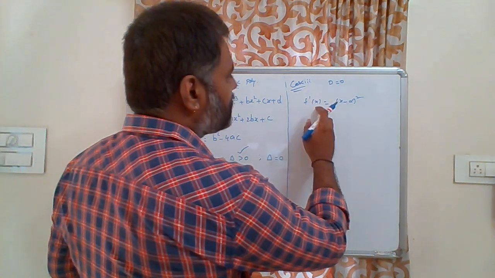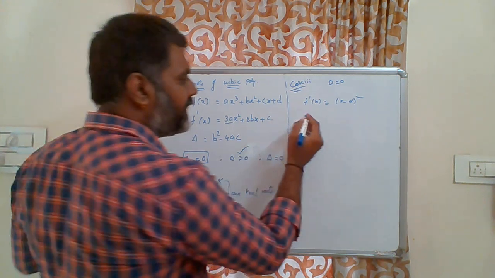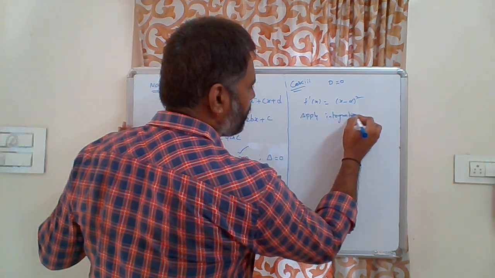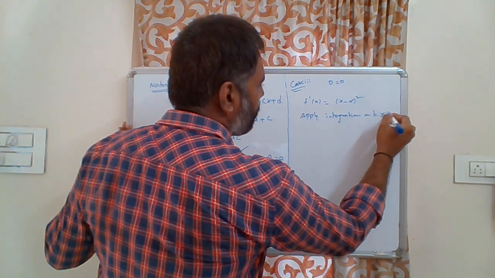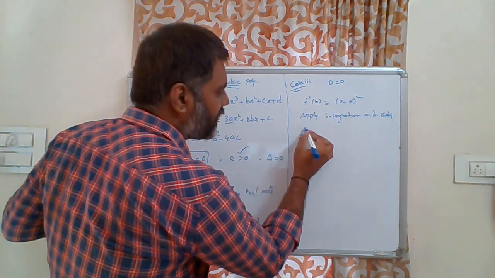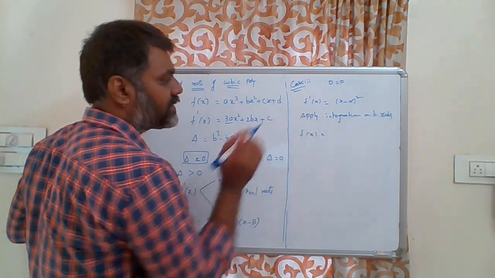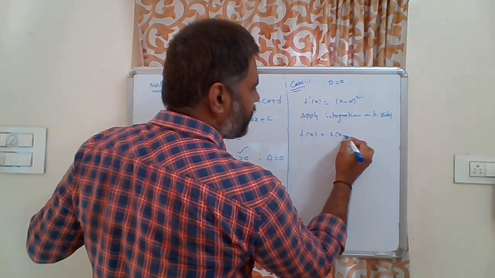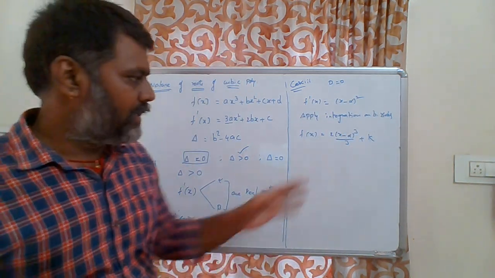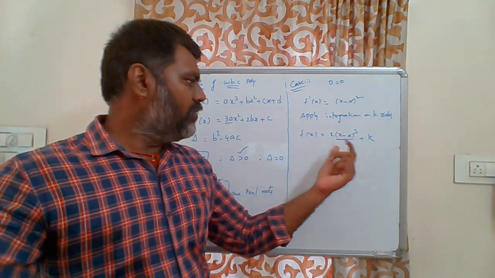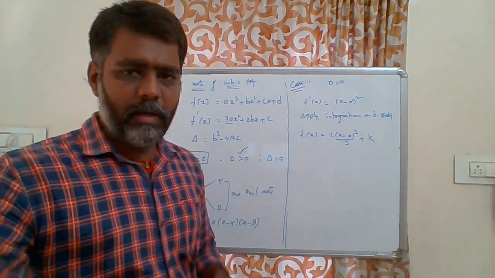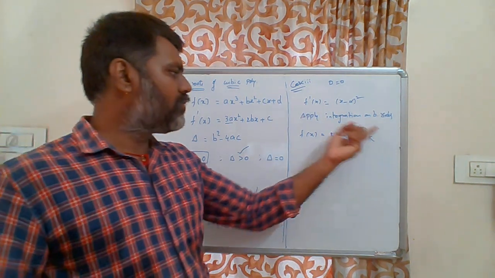Now let's see. f dash of x is equal to (x minus alpha) whole square. Now apply integration on both sides. If you apply integration on both sides, the integral of f dash of x will become f of x. And what about this one? 2 times (x minus alpha) whole cube by 3, plus some constant, let it be k. Next, how to define the roots of this equation? It depends on k. By the value of k we conclude the roots of this function.